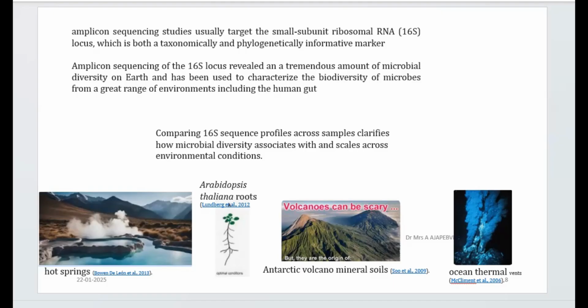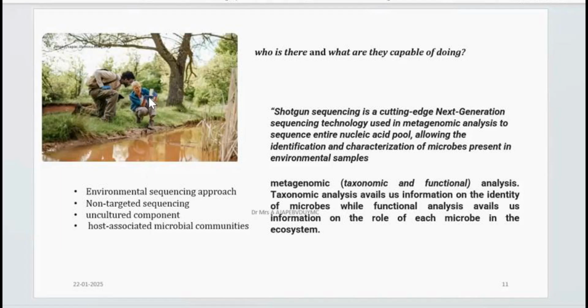They are described, right? So how this shotgun sequencing is going to work, and what kind of methodology it is that we have to learn. So when we talk about amplicon sequencing, it has got limitations, as I said. What are the limitations? Let's know in detail.